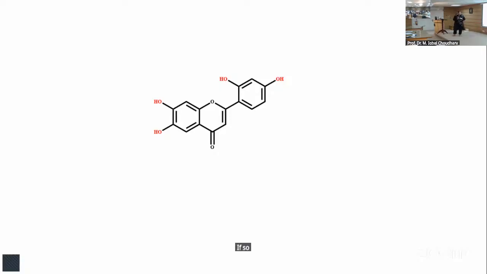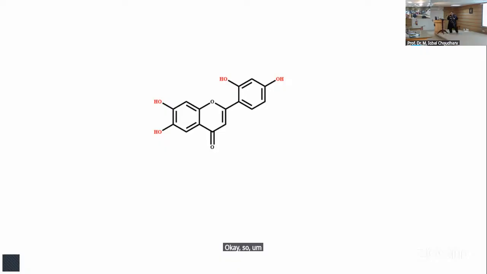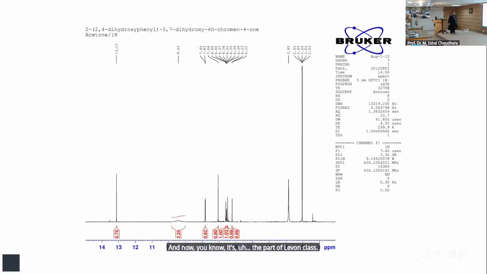So we'll be discussing a small molecule, but even then it's not very small. And I would like you guys to get involved in the interpretation. Okay, so I will show you the spectra. And now you know it's part of the previous class. Okay, so here is the proton NMR spectrum.